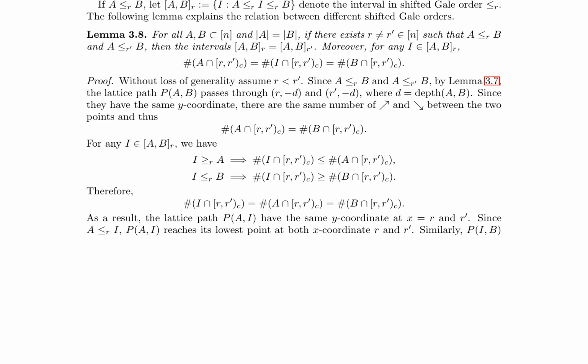These lemmas are crucial in understanding the relationship between the shifted Gale order and the lattice path construction, and ultimately contribute to the characterization of the tilted Bruhat order. The paper also provides a detailed analysis of the lattice paths P(A,I) and P(I,B), for I in [A,B]_r, demonstrating that these paths reach their lowest points at both x-coordinates r and r'. This analysis further strengthens the connection between the shifted Gale order and the lattice path construction, ultimately leading to the succinct description of the tilted Bruhat order in Theorem 3.9.